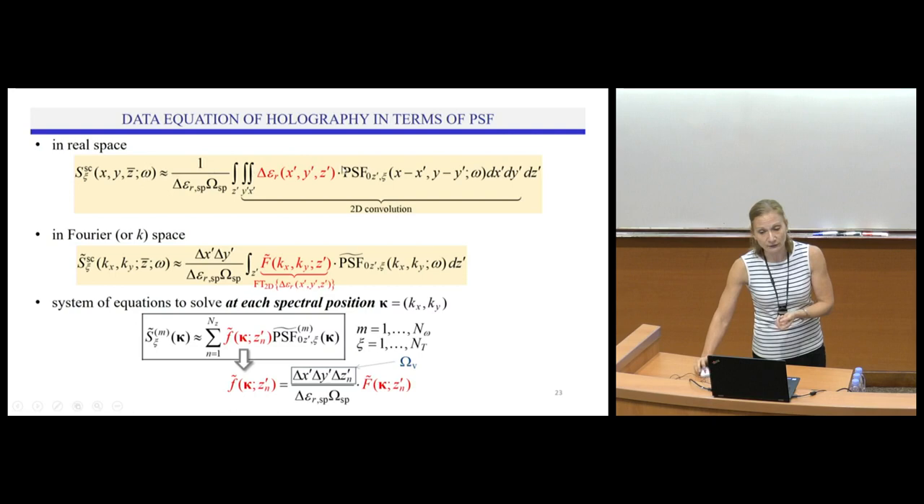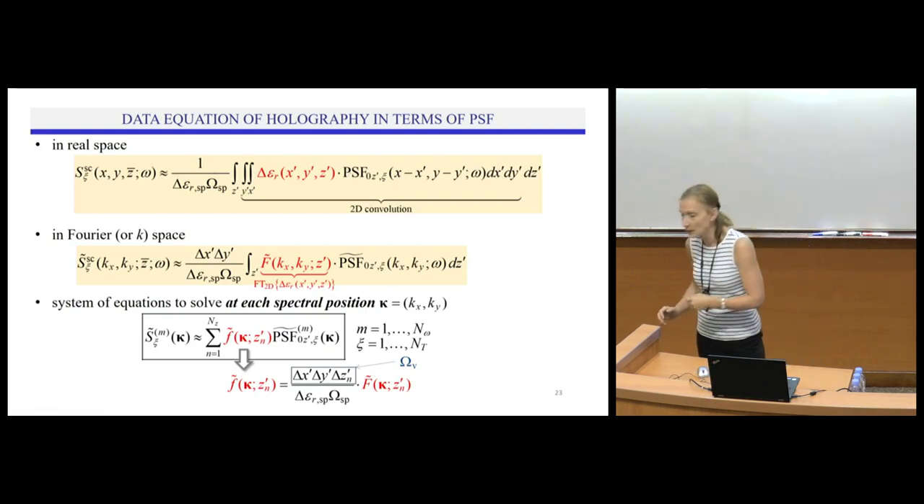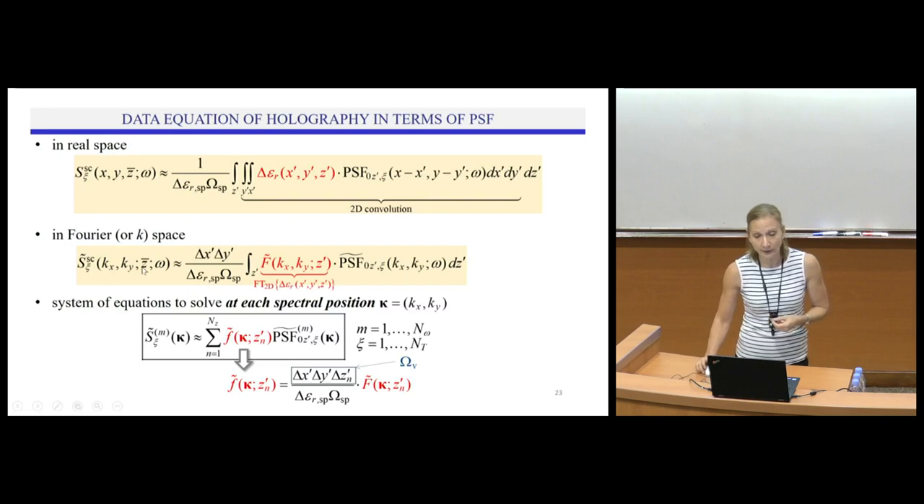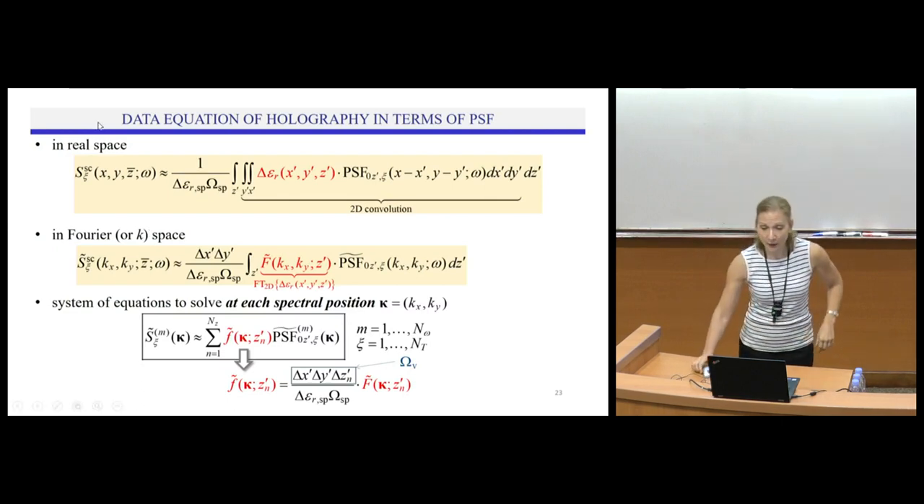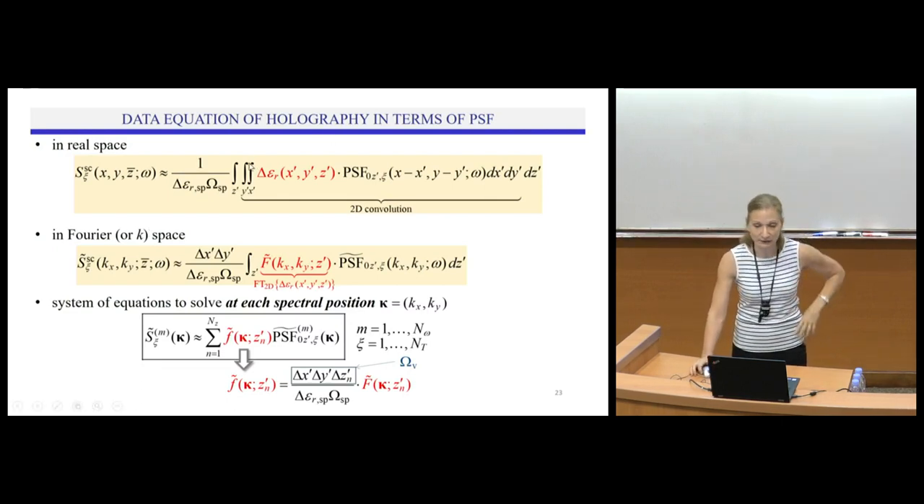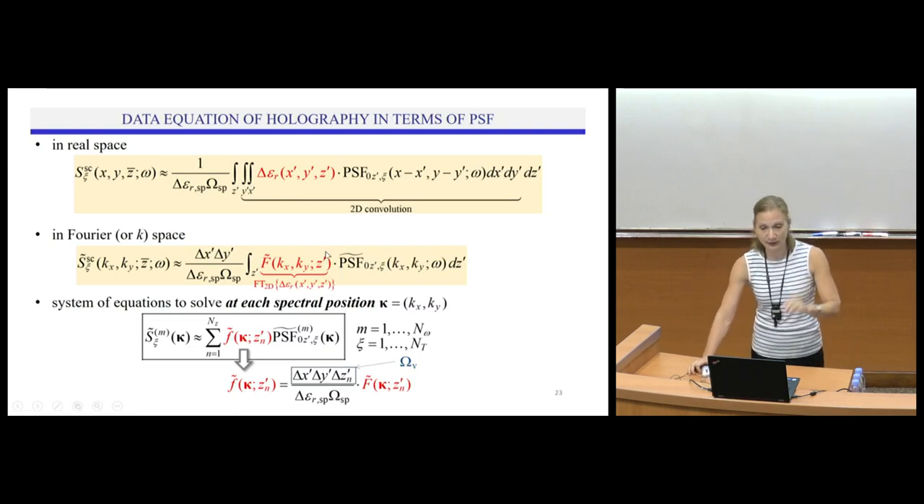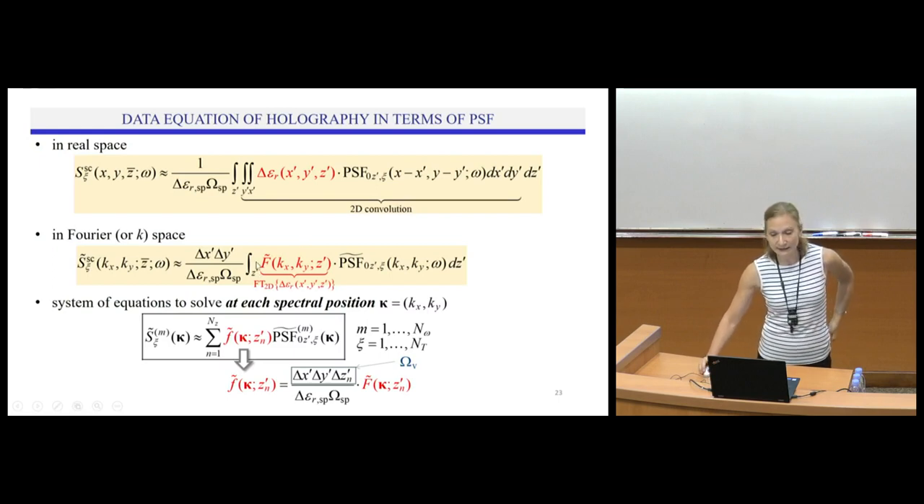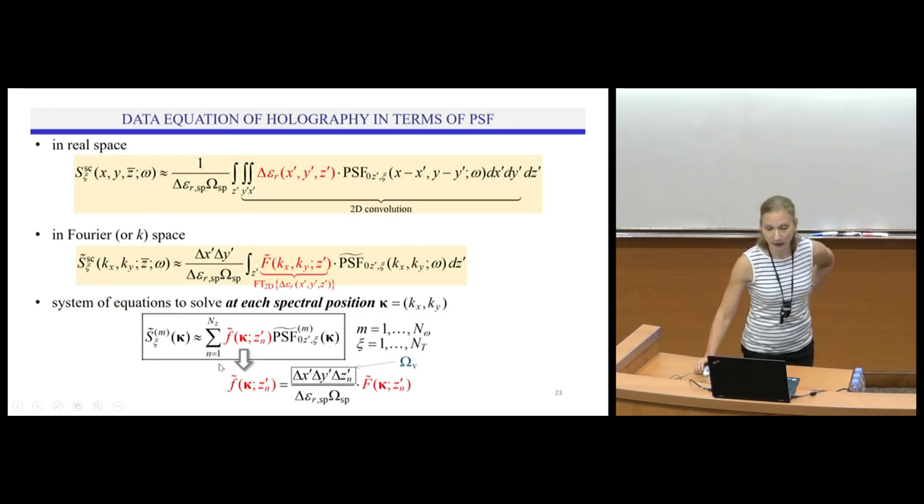Of course, if you now apply the Fourier transform to both sides of your equations, you end up with an equation in Fourier space at each point in Fourier space. Now we replaced essentially two integrals with a multiplication. And that is a system of equations which you can obtain by discretizing this integral along z into a sum, and you are now looking at a very simple linear equation in the unknown contrast, this time in Fourier space, written at one point in Fourier space.